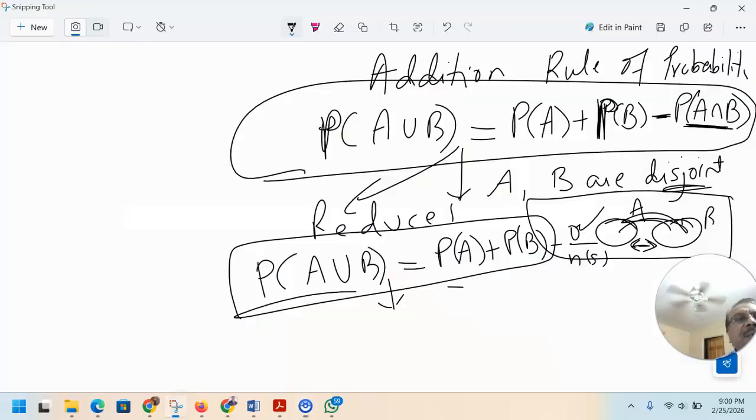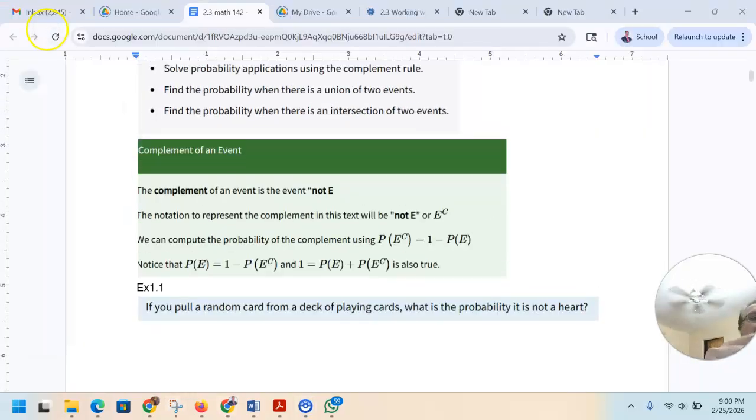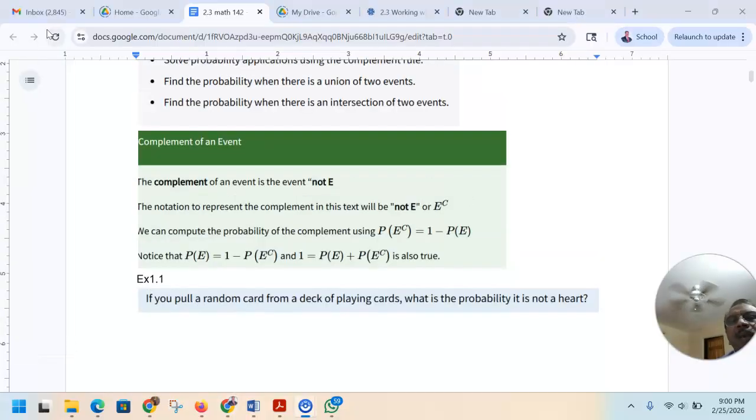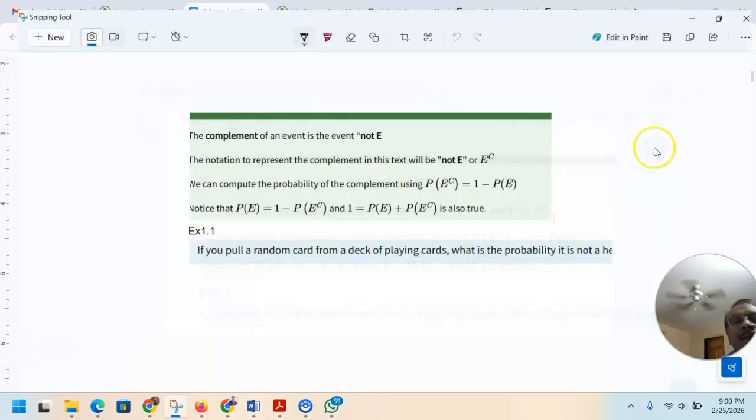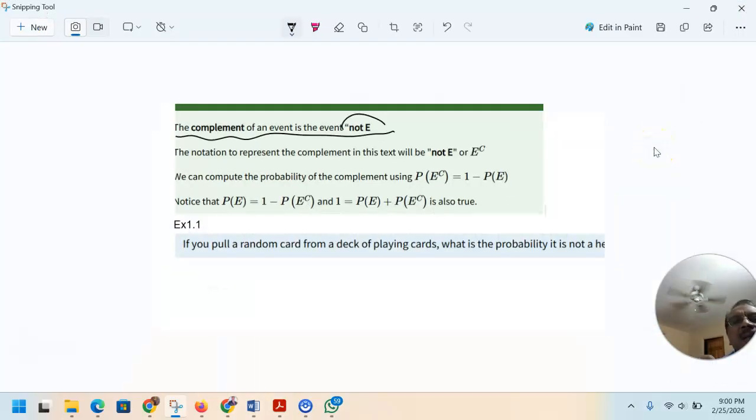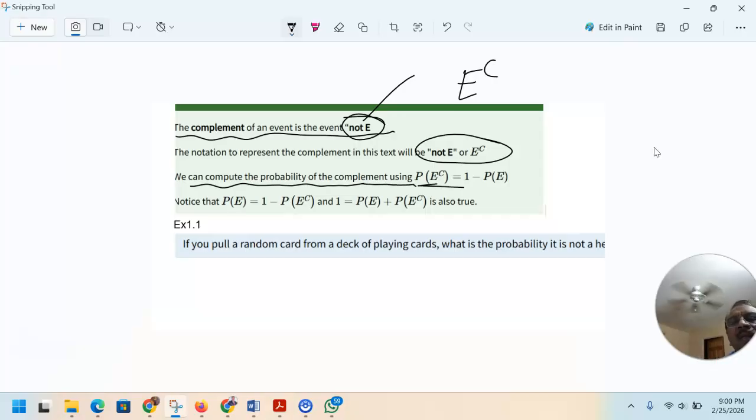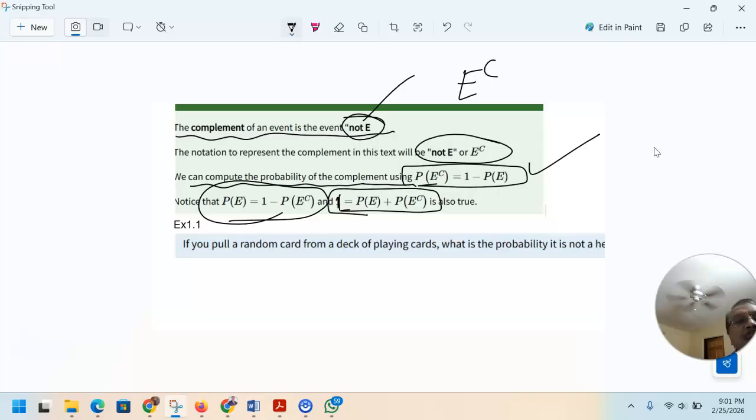And you can see the definition part is already there. If you look at the starting piece, this is a complement of an event, and it is also said as not E. See, not E or E complement means the same thing here. And this is the formula: the probability of a complement is 1 minus, which I already showed. When you add those two, you get 1. Or you can write this also. Let me go straight away to example number, I think this is 1.1.